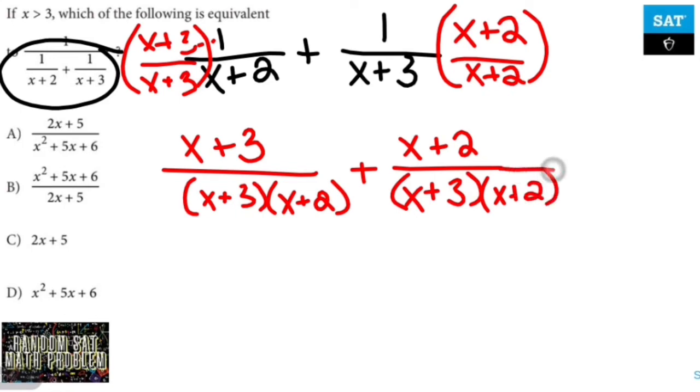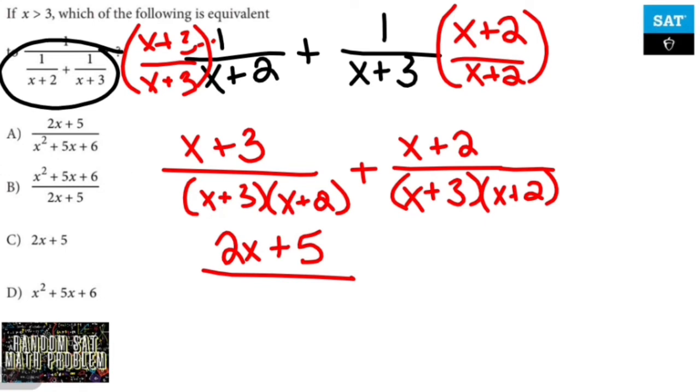The reason why I did this is now I have common denominators, and I can just keep the denominator the same and add the guys on top. So when I add the guys on top, I get x plus x, which is 2x, and I get 3 plus 2, which is 5. On the bottom, I have x plus 3 times x plus 2.